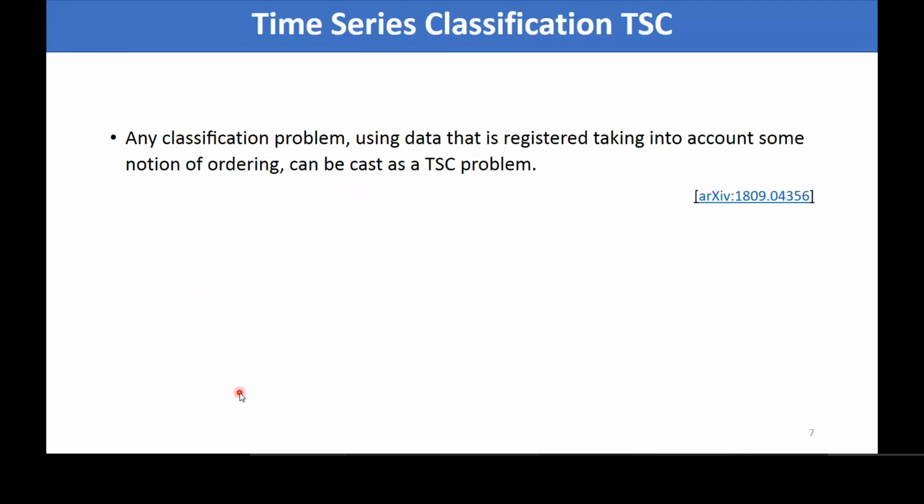So for time series classification, TSC, one definition from this paper, all the references are listed at the end, is: any classification problem that uses data which was registered taking into account some notion of ordering. So these are the definitions. If you classify some categories based on data ordered in time, this can be classified as a TSC problem, a time series classification problem.